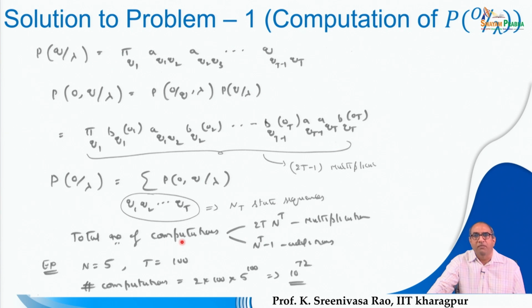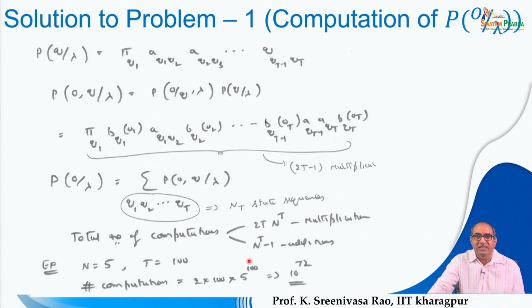So, the total number of computations involved will be 2T minus 1 multiplications for each of the N to the power T sequences, so the number of multiplications required will be 2T into N to the power T, and the number of additions will be N to the power T minus 1, because there are N to the power T sequences, and this is nothing but a summation over all sequences of these probabilities. Therefore, approximately N to the power T additions and N to the power T into 2T multiplications are there.